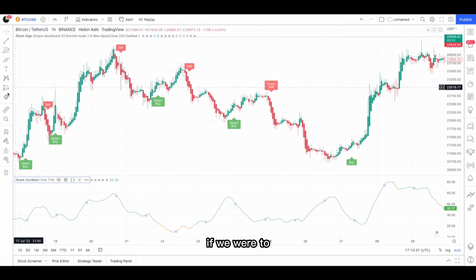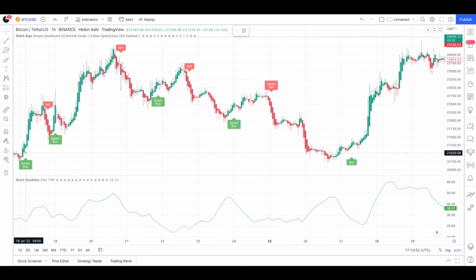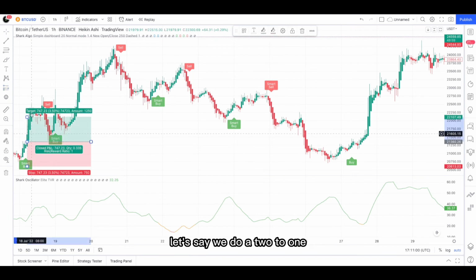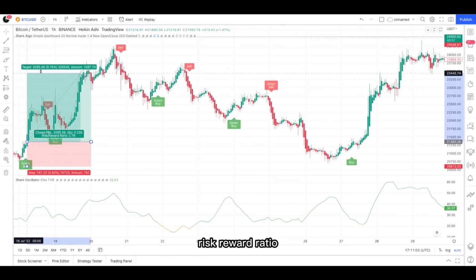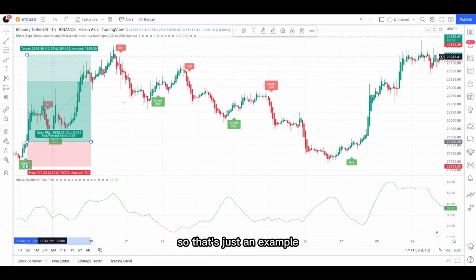For example, if we were to take this smart buy signal over here, we're going to go long. If we were to go long over here, guys, as you can see, we'd enter a position approximately over here, and we see that we're getting the green line. That means that's a good signal. And let's say we do a 2-to-1 or a 3-to-1 risk to reward ratio, and as you can see, this was a very good trade, guys. We'd be in profits. So that's just an example.